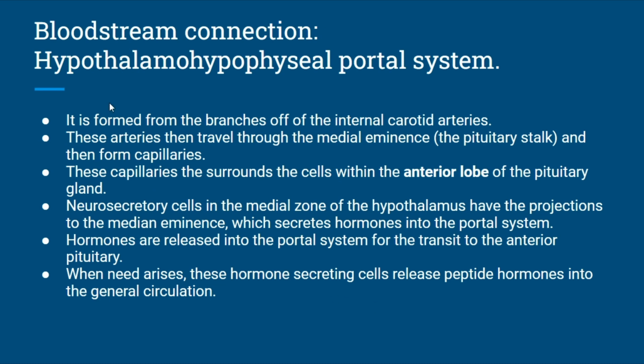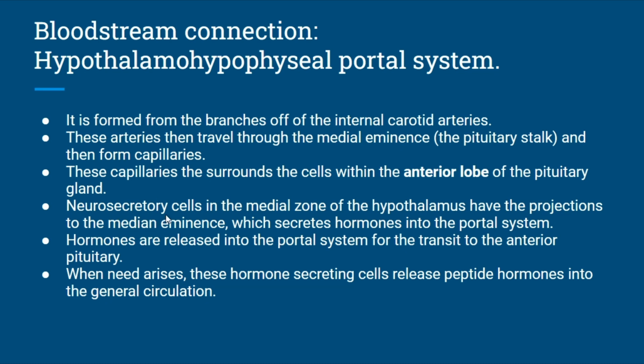Now the second connection is the bloodstream connection. We have already seen the nerve connection. The second one is the hypothalamo-hypophyseal portal system. The portal system is indicating that it's a blood system. So it is formed from the branches off of the internal carotid arteries, and these arteries then travel through the median eminence, which is the pituitary stalk, and then form the capillaries. And these capillaries surround the cells within the anterior lobe of the pituitary gland.